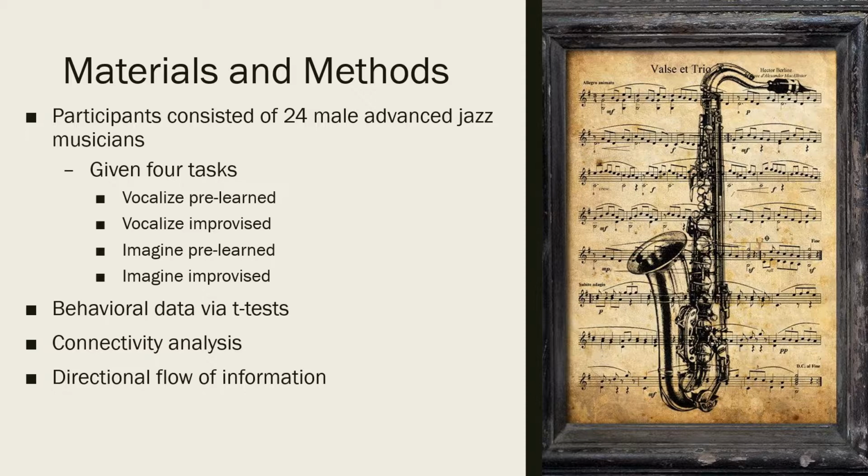As such, the participants were given 4 tasks. The 4 tasks include vocalize pre-learned, vocalize improvised, imagine pre-learned, and imagine improvised. The behavioral data was analyzed along with the fMRI data. Connectivity analysis was based on the activation of T-maps during overall improvisation compared with overall pre-learned conditions. To determine directional information flow between regions of interest, a Granger causality analysis was utilized.